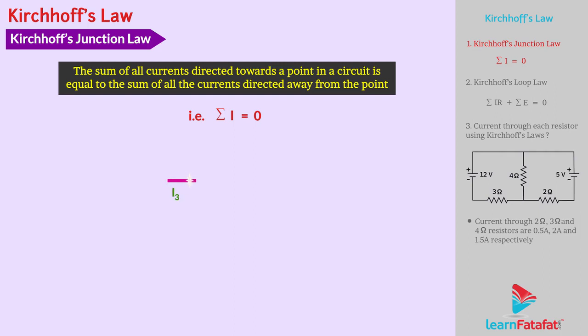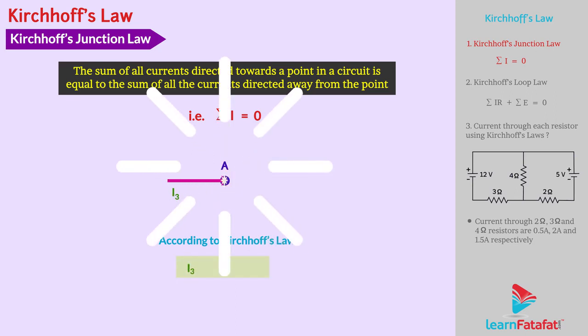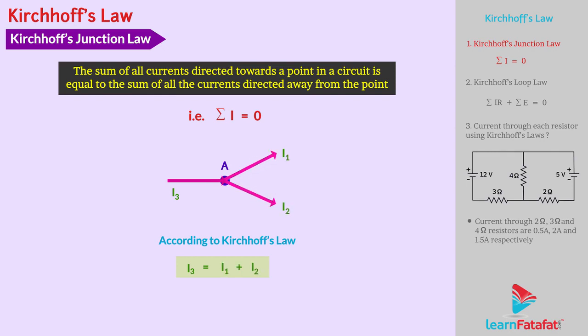If current I3 reaches a junction point, say A, then according to Kirchhoff's law, current I3 entering the junction point A is equal to the sum of the currents I1 plus I2 that are leaving the junction point.